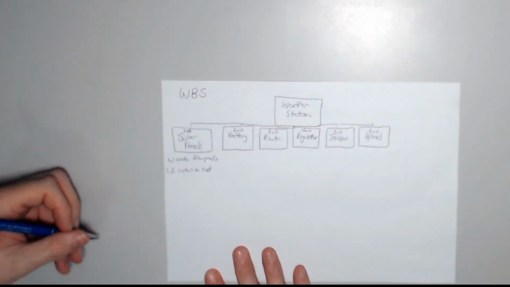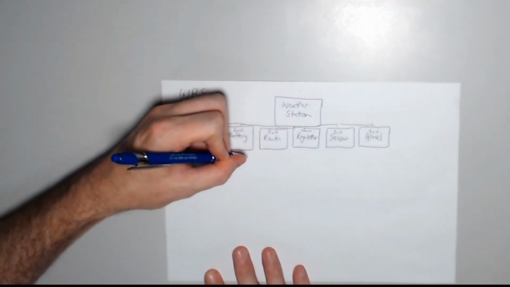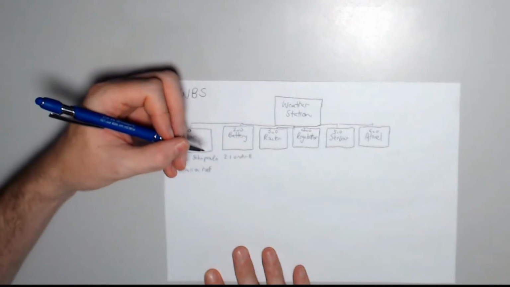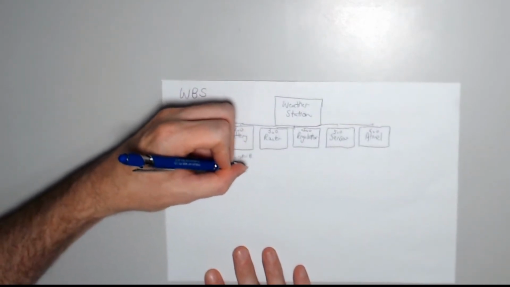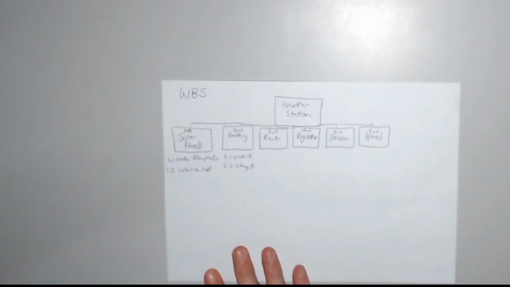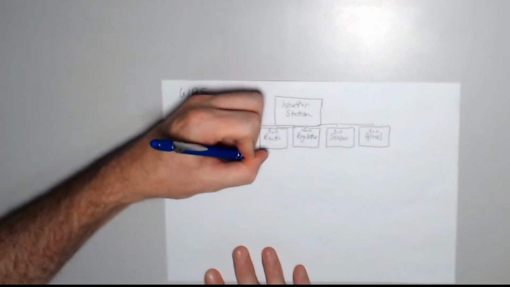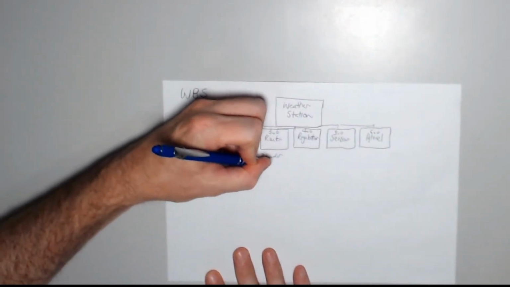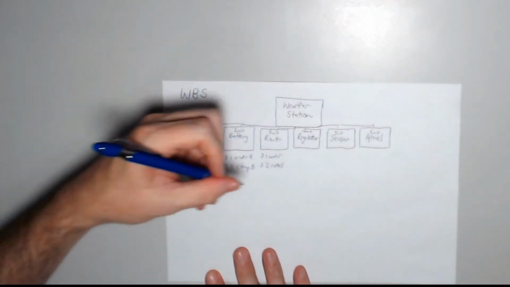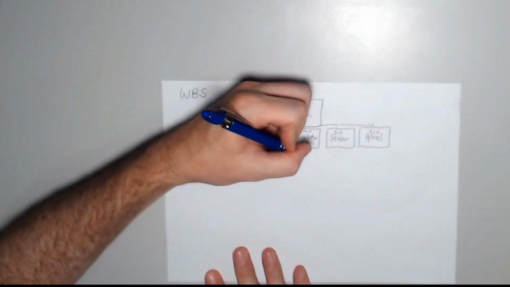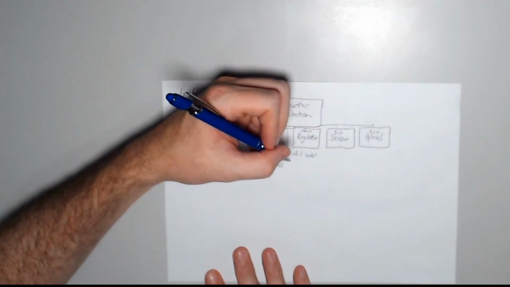Okay, let's move over to the battery. I need to order the battery. So that's 2.1 order battery. 2.2 is charge battery. And then I'm going to move through these. So router, I need to order the router. 3.1 order. 3.2 install. The regulator, 4.1 order. That's all I'm doing for that one.